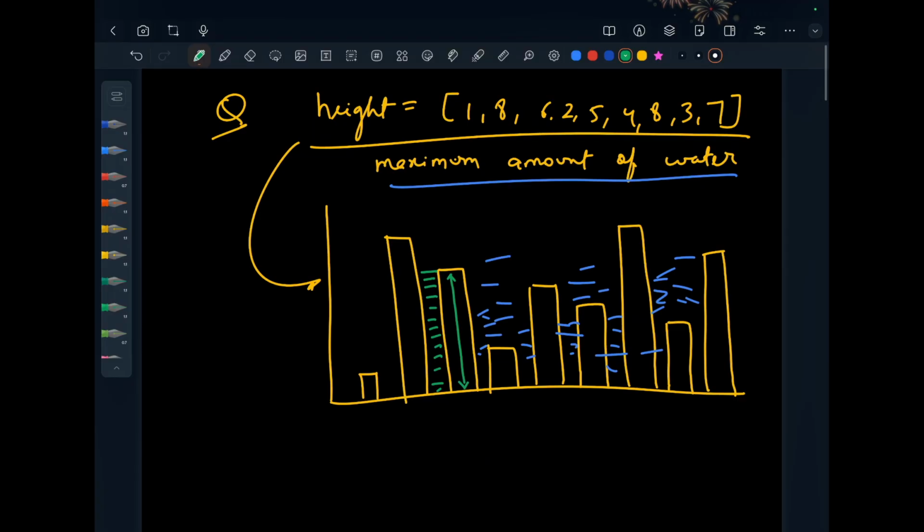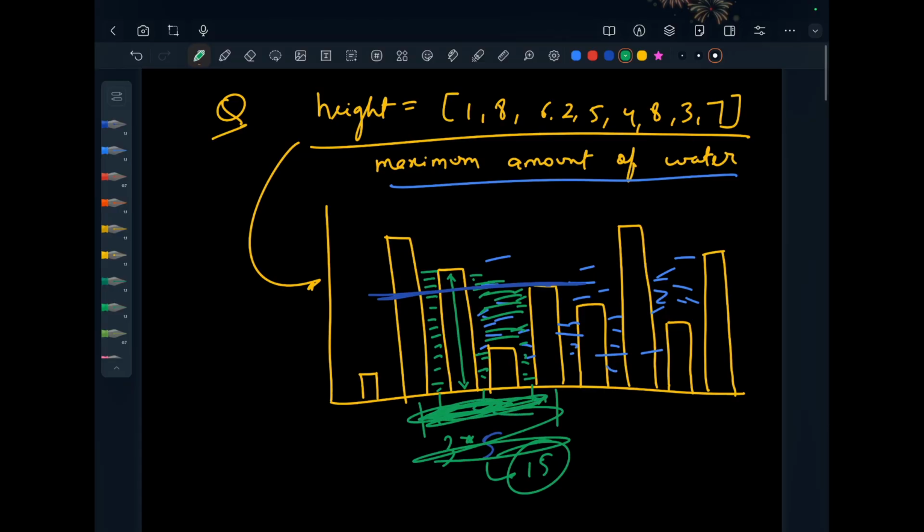Let's say we also consider this pillar. Now what is the distance between these pillars? The distance is 1, 2, 3. It is 3 into what? What is the minimum height up to which we can fill our water? If you look at it, you can fill the water up to this height. Beyond this height, the water will overflow. So this is our height 5. So 3 into 5 will become 15. This much amount you can fill in these gaps.